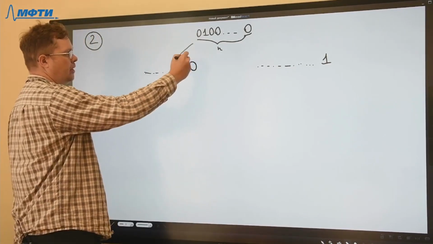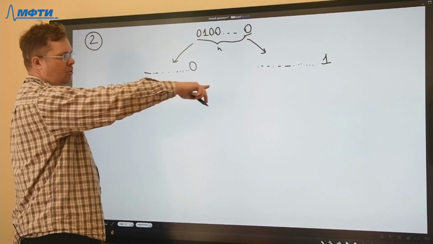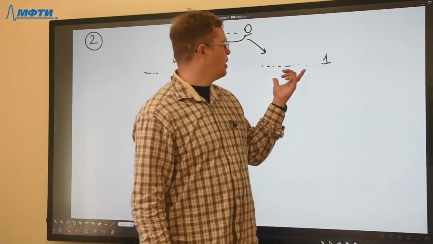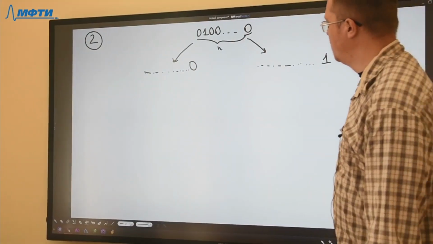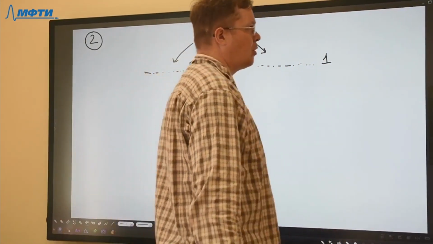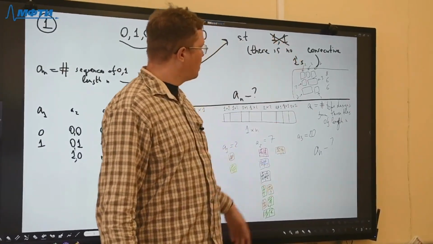So how many are these types of sequences? No, we don't have 2 to the power n because we have restrictions. We cannot have 2 consecutive ones.